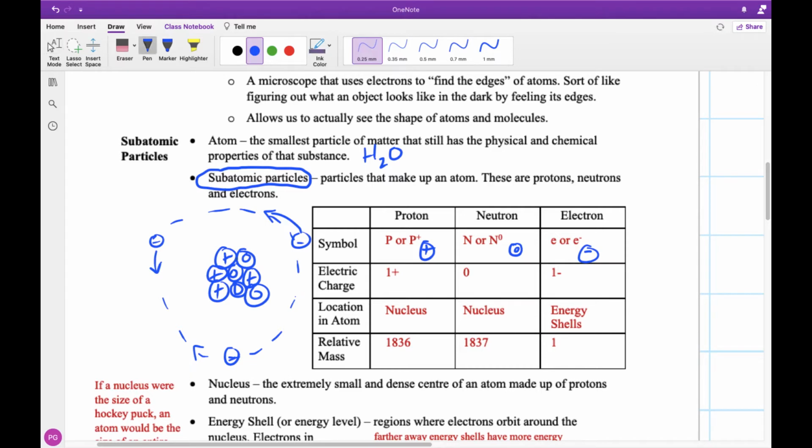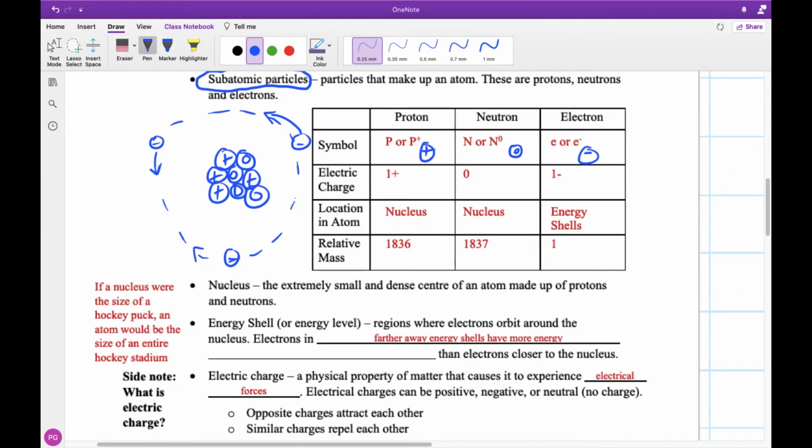Our protons are positive, neutrons are neutral, electrons are negative. Our nucleus, that's the middle part here, which we mentioned, is the extremely small and dense center of the atom that's made up of protons and neutrons, so this center bit. The energy shells or energy levels are regions where electrons orbit around the nucleus. Orbit just means that they spin, and electrons in further away energy shells have more energy. So the farther they are away, the more energy that they have.